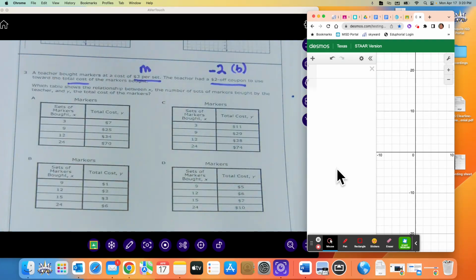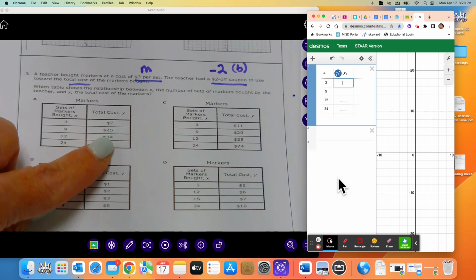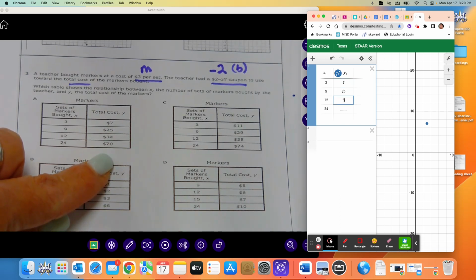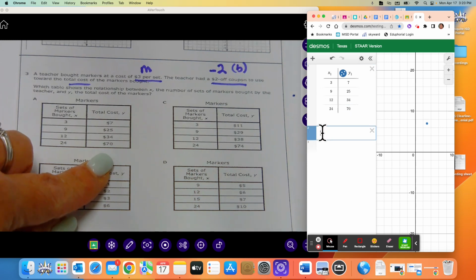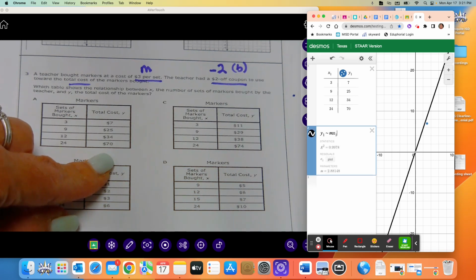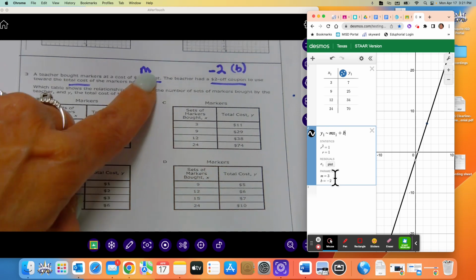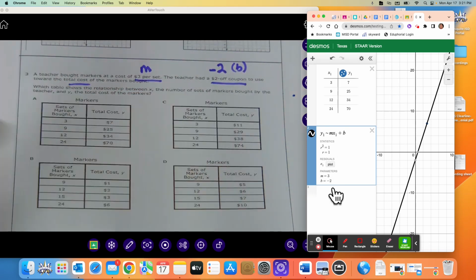Okay, so what I'm going to do is I'm going to come over here and I'm going to put this in as a table in Desmos. So under X1, I'm going to put 3, 9, 12, and 24. Then under Y1, I'm going to carefully type these. I have 7, 25, 34, and 70. Then I'm going to put Y1 squiggly, MX1 plus B. And for M, I get 3, and B, I get -2.